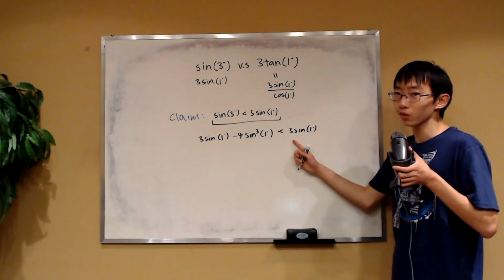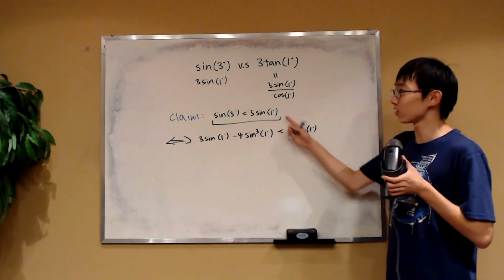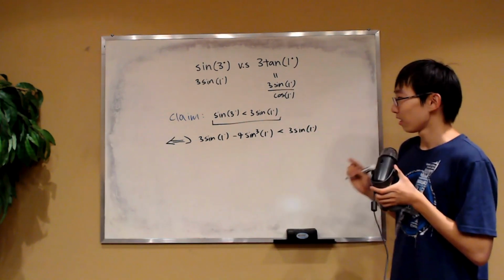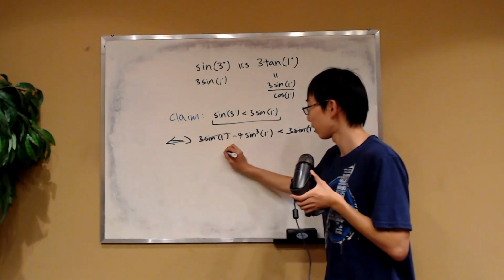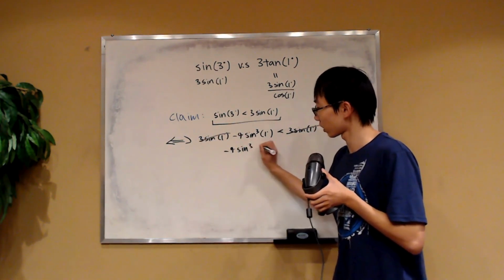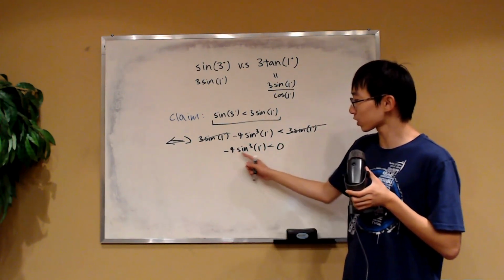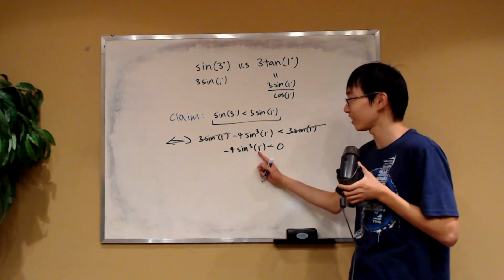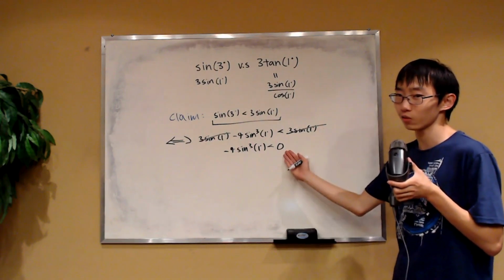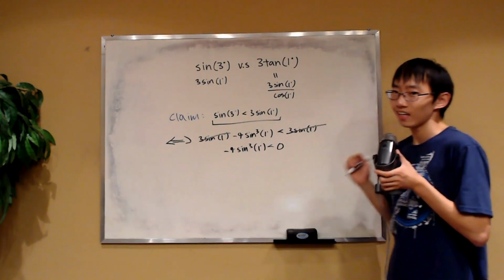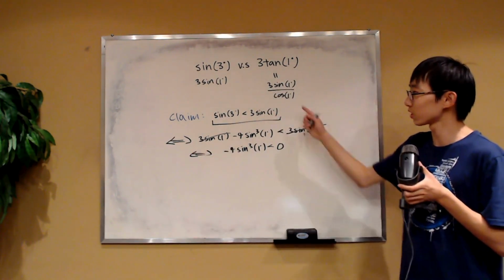Now, is this inequality true? I might as well write this if and only if arrow. So this is equivalent to this. Is this inequality true? Well, notice that we can cancel 3 sine of 1 degree on both sides, just giving us that negative 4 sine cubed of 1 degree is smaller than 0. And of course this is true because 4 sine cubed of 1 degree is going to be positive, but we have this negative sign, so it's going to be smaller than 0, which this inequality is in fact saying. So this was equivalent to the original inequality, so this claim is true.